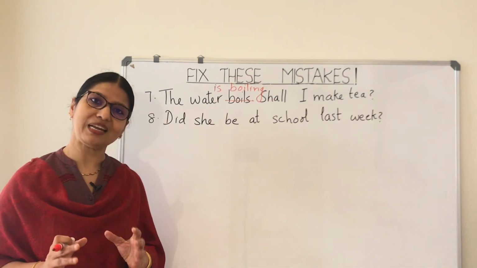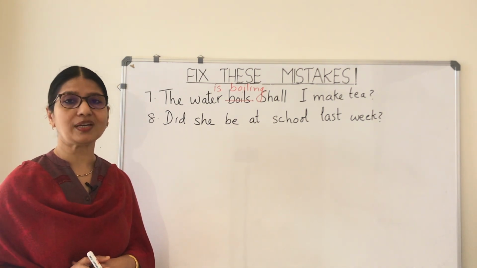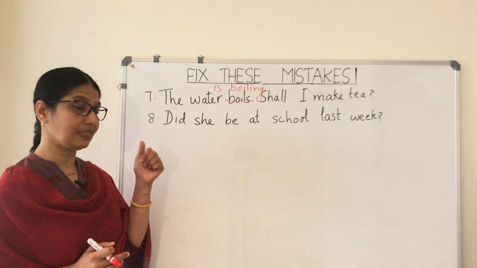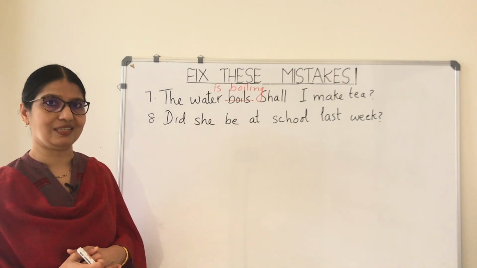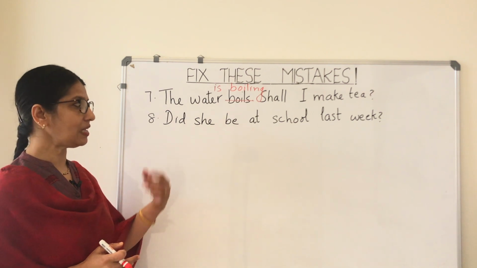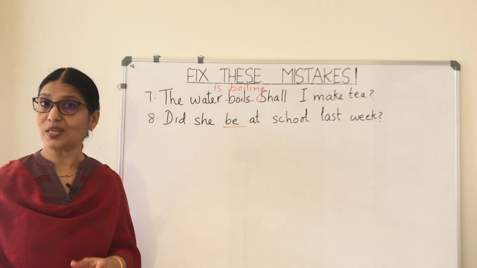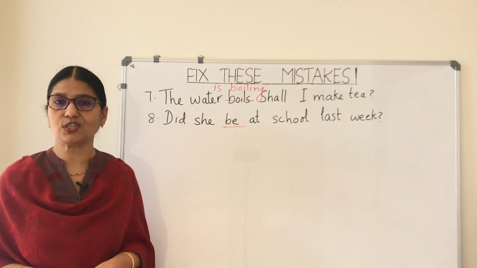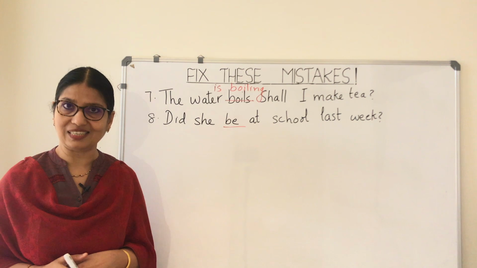Now let's take up the next question. Did she be at school last week? You can see that it's a question. We use do or does or did with the main verb. But please look at the main verb here. It is be. You know that be is a special verb. It's very strong. It doesn't need any helping verb like do or does or did.